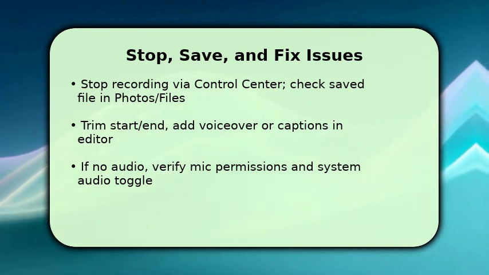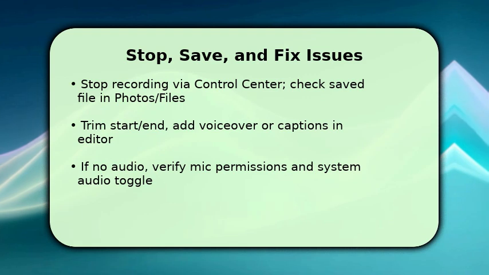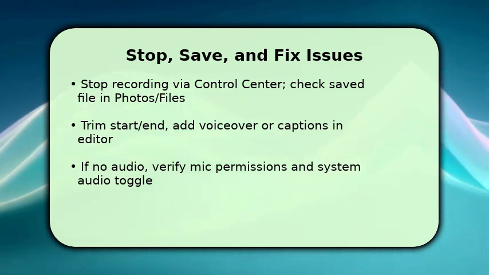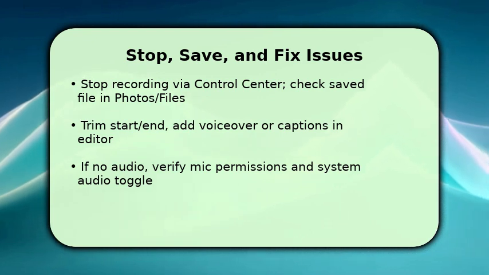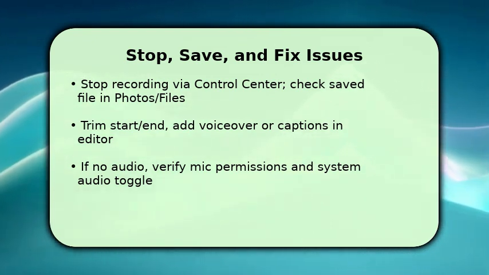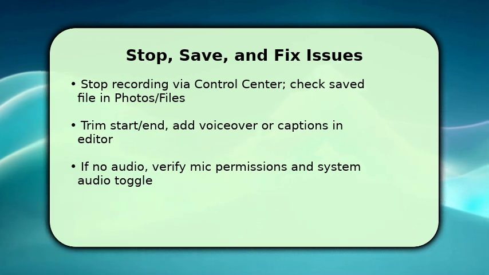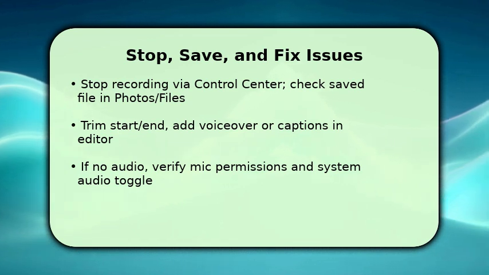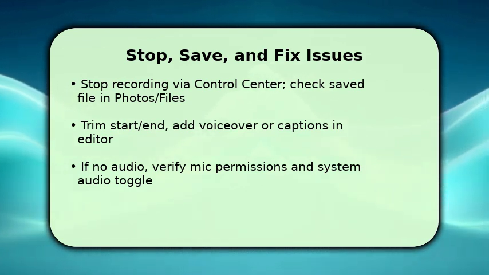Once saved, open the editor to trim start and end, fix loudness, and add captions or a voiceover so instructions are clear. If the video lacks audio, double-check microphone permissions and the recorder's audio toggle. Retry a short test clip. If the file is too large, export at lower resolution or compress. Finally, preview the full clip to confirm everything recorded as intended.